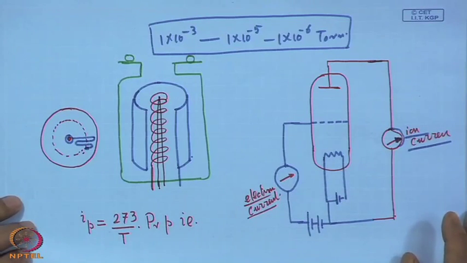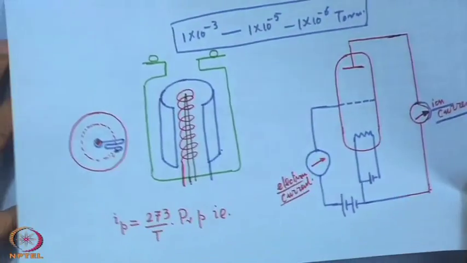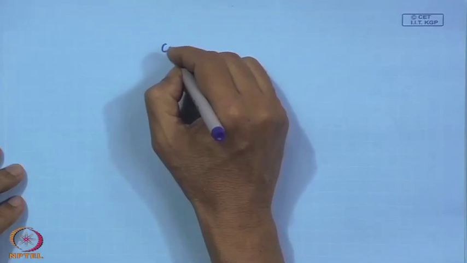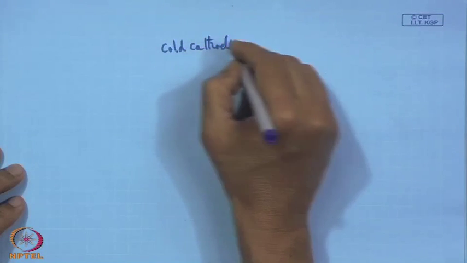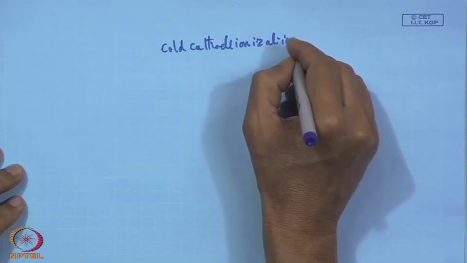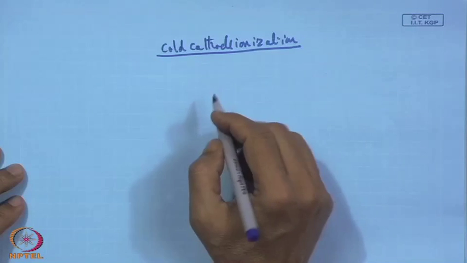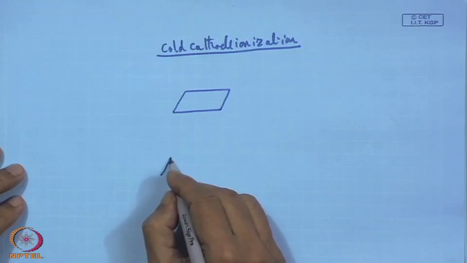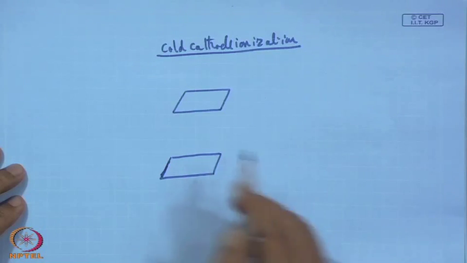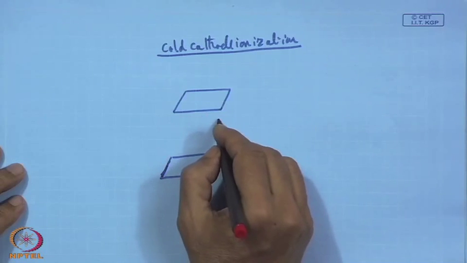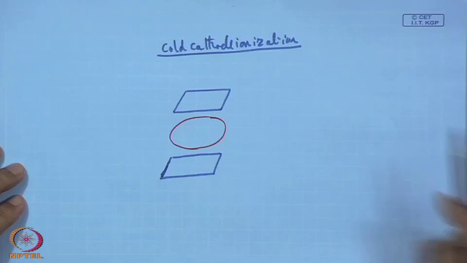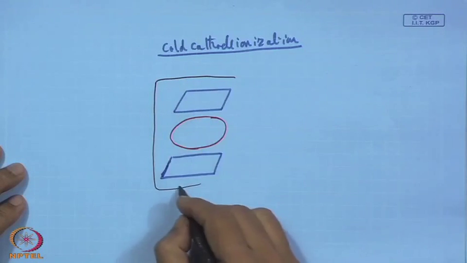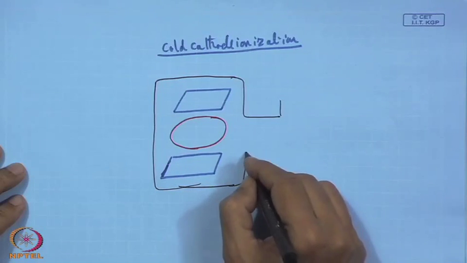So, in this cold cathode ionization, we do not have any heater, but there is one cathode plate in fact. This is actually the hot cathode ionization gauge, but now we have cold cathode ionization. With this cold cathode ionization, we have in fact two plates. These are the two plates, these are the twin cathode, and centrally located one ring, and further to this, this is the opening of this gauge.